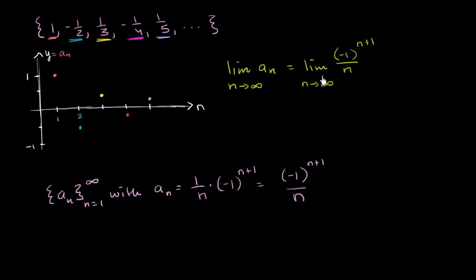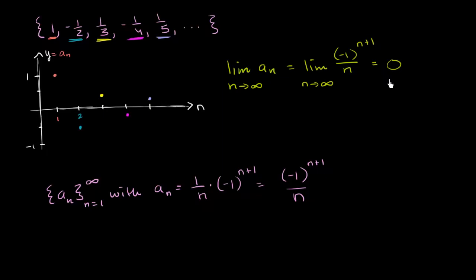And I haven't rigorously defined it yet, but you can conceptualize what's going on here. As n approaches infinity, the numerator is going to oscillate between positive and negative 1, but this denominator is just going to get bigger and bigger and bigger and bigger. So we're going to get really, really small numbers. And so this thing right over here is going to approach 0. Now, I have not proved this to you yet. I am just claiming that this is true.